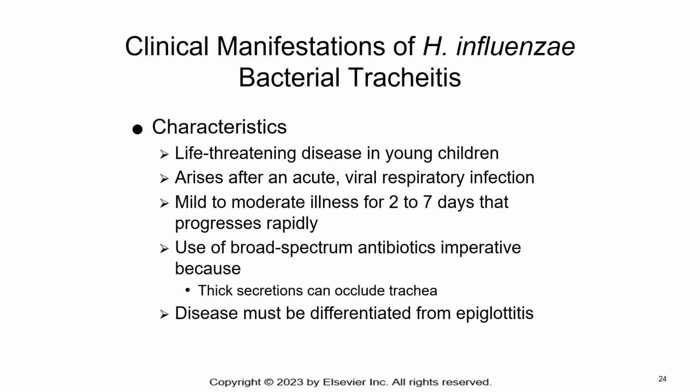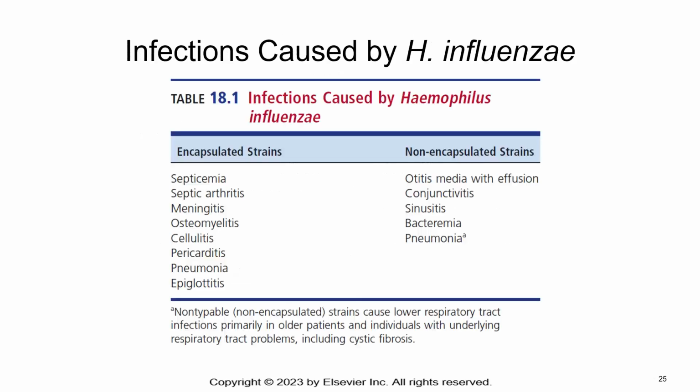Tracheitis, a life-threatening disease in young children, arises after an acute viral respiratory infection, with mild to moderate illness for 2 to 7 days that progresses rapidly. Use of broad-spectrum antibiotics is imperative because thick secretions can occlude the trachea. So here you can see the difference in infections caused by the encapsulated strains versus the non-encapsulated strains.